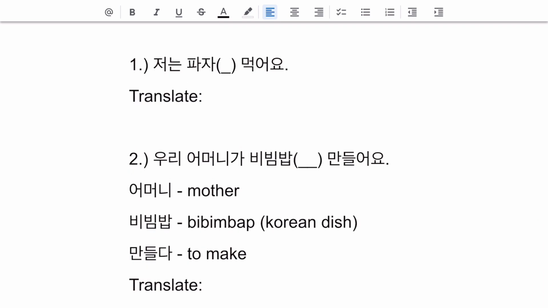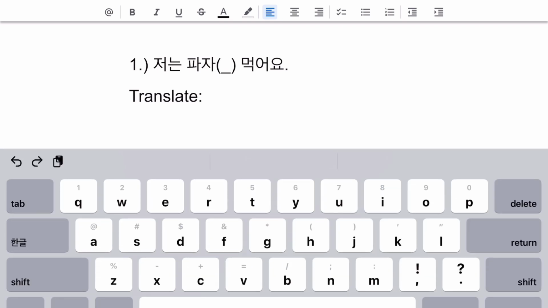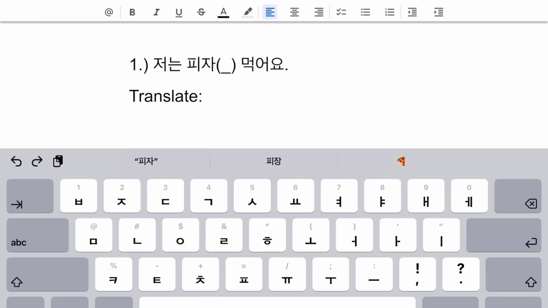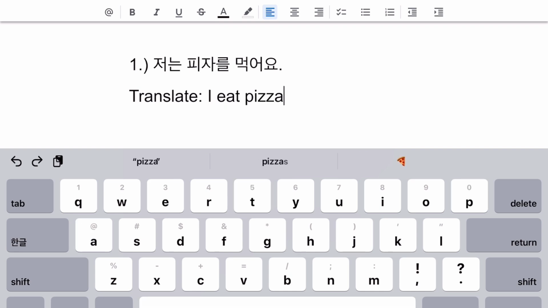So the first one, 저는 피자 먹어요. So 저, that's I, right? Then we have 피자. Oops, actually it's spelled correctly. 피자 is pizza. There are no Z's in Korean, so usually a Z will become a J. 피자, okay? Last letter is a vowel, so we need 를 there. 피자를 먹어요. I eat pizza, or I am eating pizza. They're both correct ways to translate it. And why? Because to eat is acting on the pizza. What am I eating? I'm eating pizza.